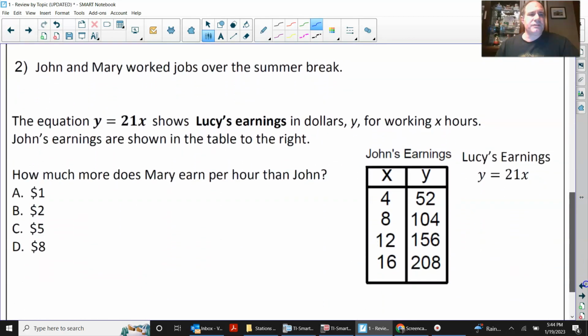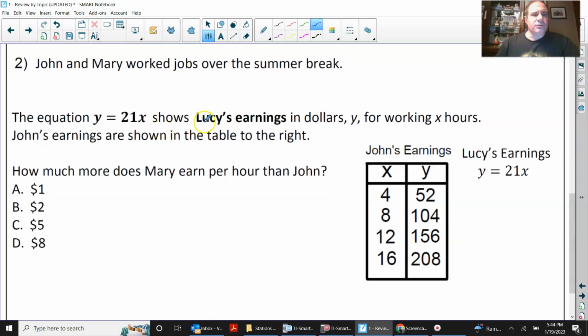John and Mary worked jobs over the summer break. The equation shows Lucy's earnings. I don't know where Mary came from, so I'm going to cross out Mary and put Lucy. All right, that's better. So the equation shows Lucy's earnings. So m equals 21. Congrats. Lucy makes pretty good money there. That's a really good job.